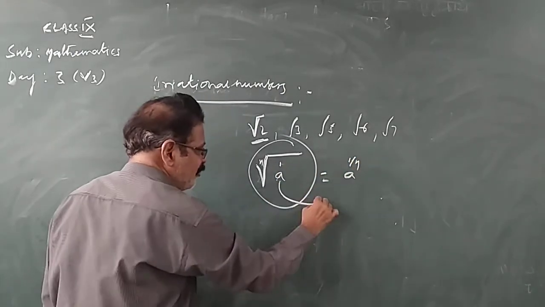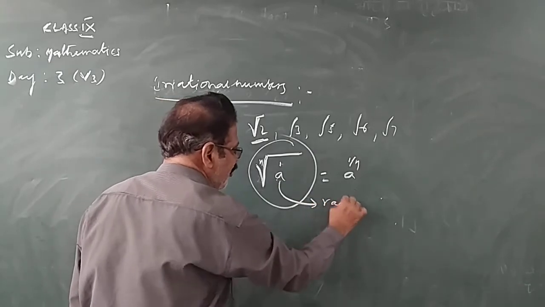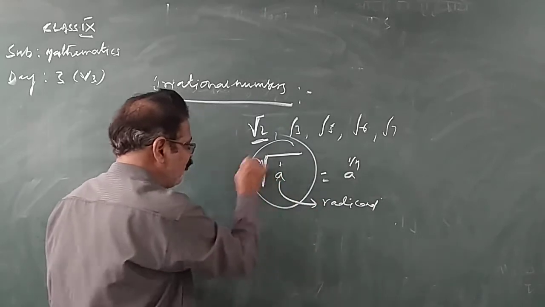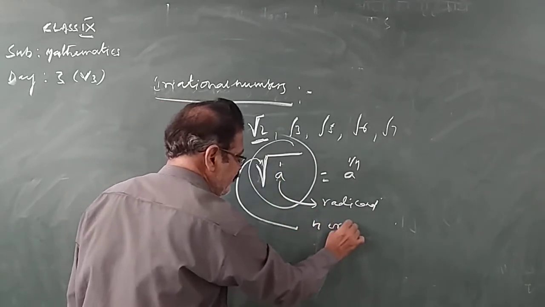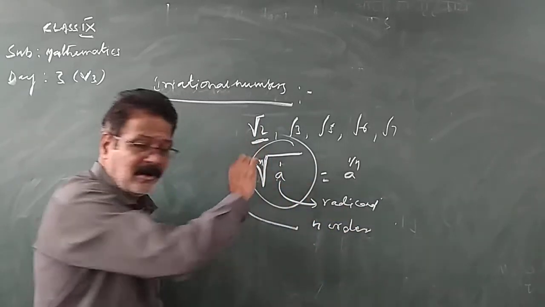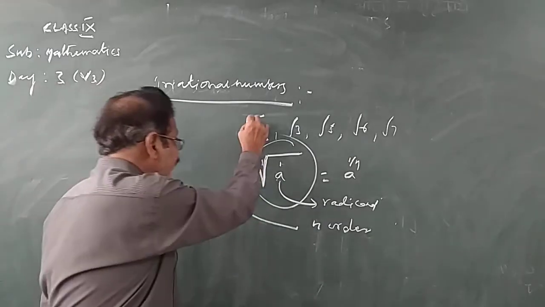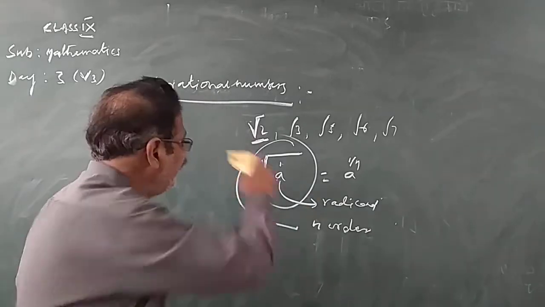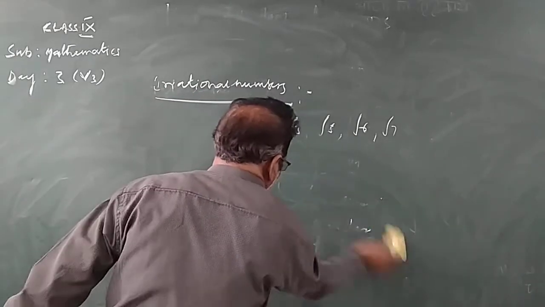Here, the whole expression is called the radical. This is the radicand, and n is the order. So how can you read this? Square root means 2, second order.